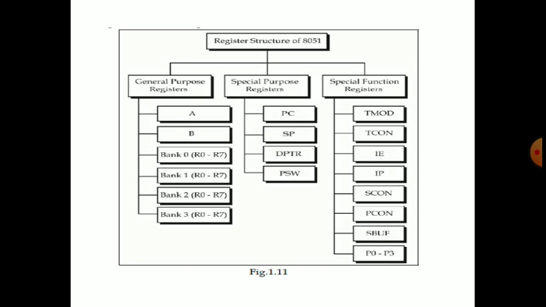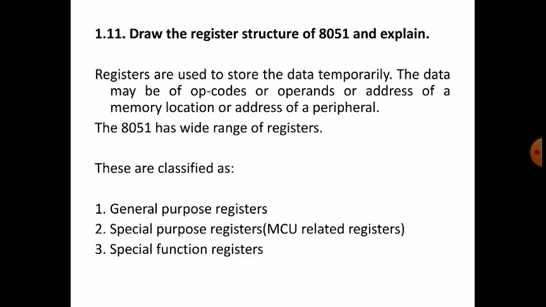We have 4 ports, right? Port 0 to port 3, port 0, port 1, port 2, port 3, each one will have 8 pins. Port 0.0 to port 0.7, port 1.0 to port 1.7, like that. We have 32 IO lines, input and output lines.